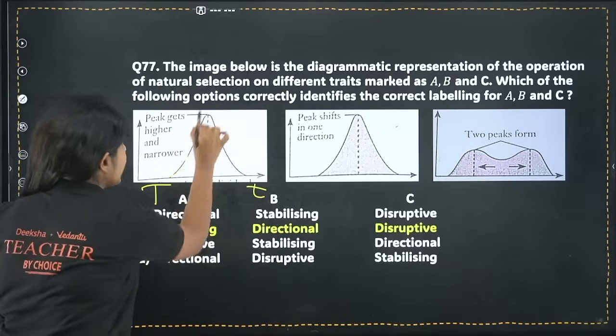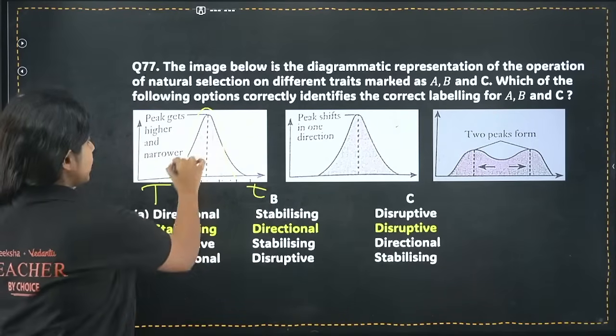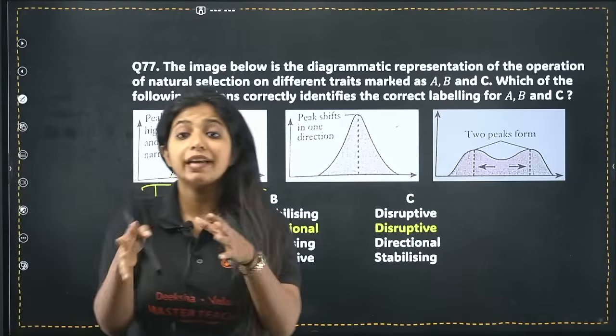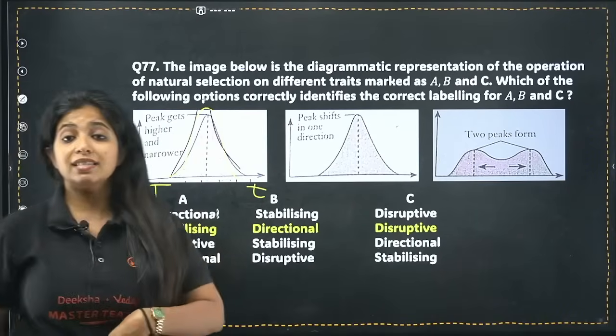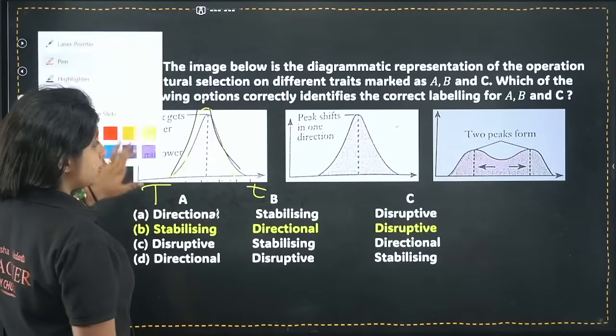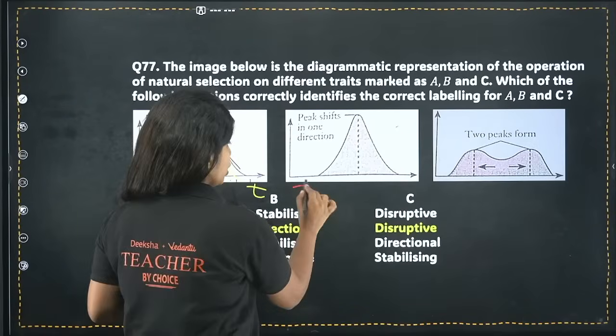That means the middle character is being selected. This type of selection, where the intermediate or middle character is being selected, what do you call this? Stabilizing selection. What do you call it? Stabilizing selection.